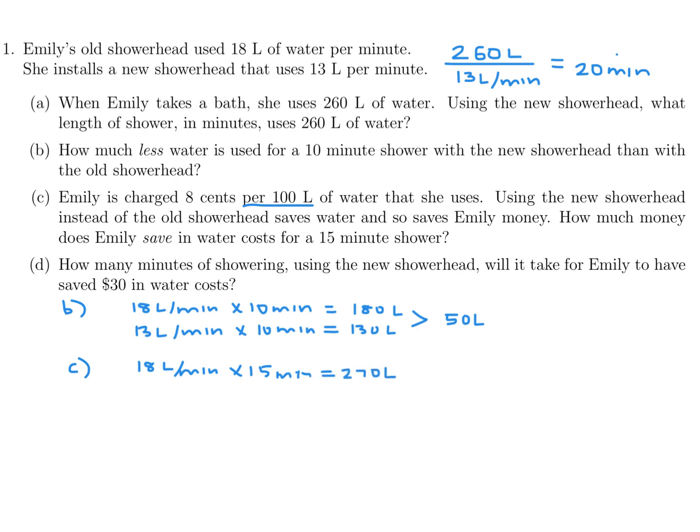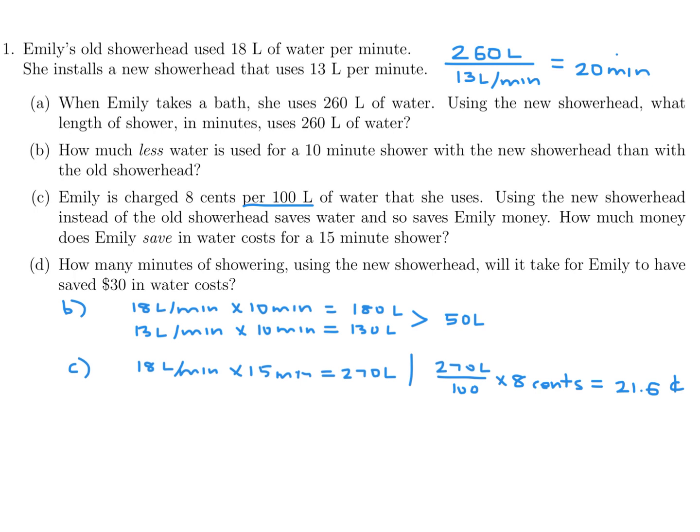270 liters. Now, it's 8 cents per 100. So first we have to divide this by 100 and then times by 8 cents. And when you do, you get 21.6 cents, I believe.